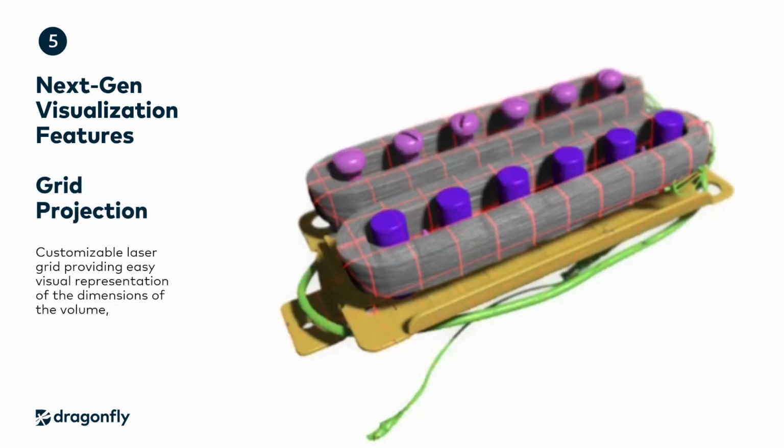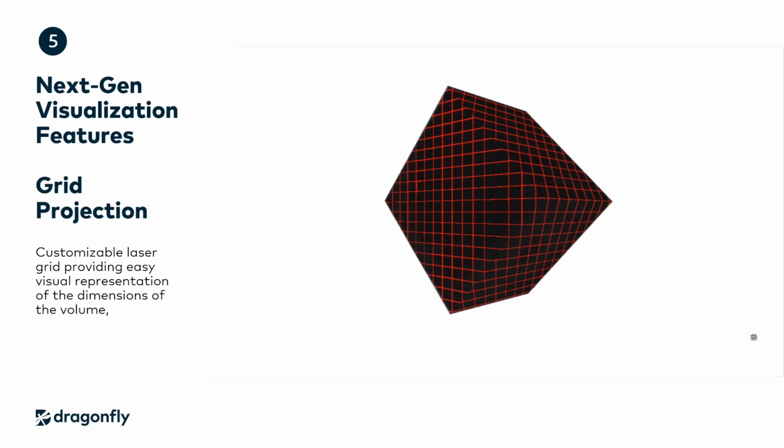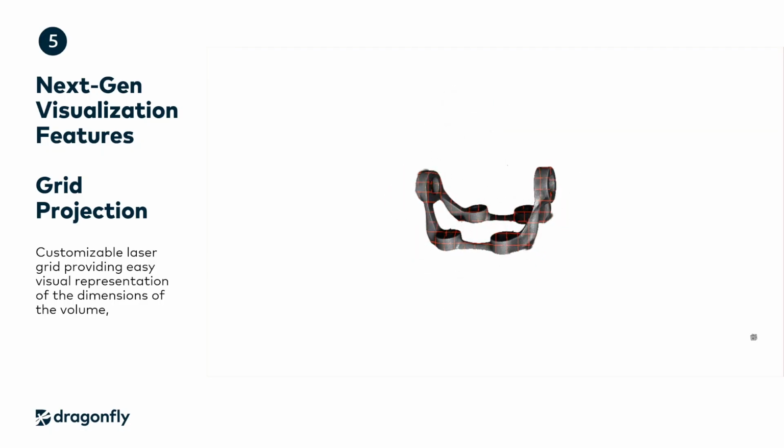Another example is grid projection. This is a laser grid that is projected onto a dataset, providing a visual reference for dimensions on a volumetric image. The spacing of the grid is fully customizable, and the grid stays fixed even when moving the part to help you more easily understand the dimensions of your 3D part.